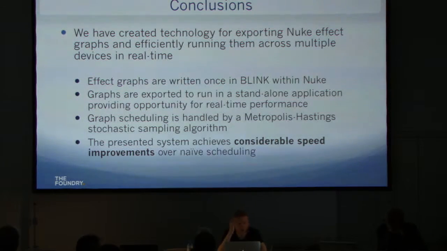Okay, just some conclusions. We've created technology for exporting Nuke effect graphs and efficiently running them across multiple devices in real time. The effect graphs are written once in Blink within Nuke. The graphs are then exported to run in a suite of applications that we've written at the Foundry, providing the opportunity for real-time performance. But in order to really get that real-time performance, we needed to invent a sophisticated scheduler, which is based on the Metropolis Hastings stochastic sampling algorithm. And as I've shown in my previous slide, this can give rise to considerable speed improvements over naive scheduling.